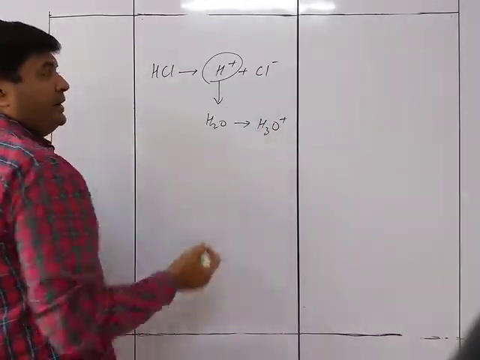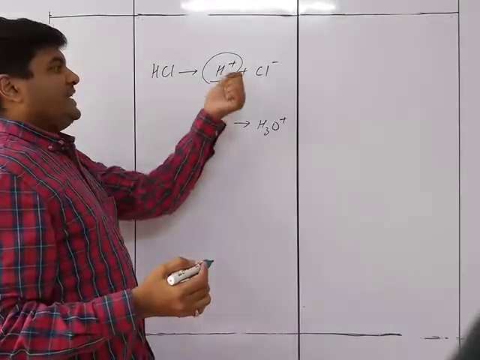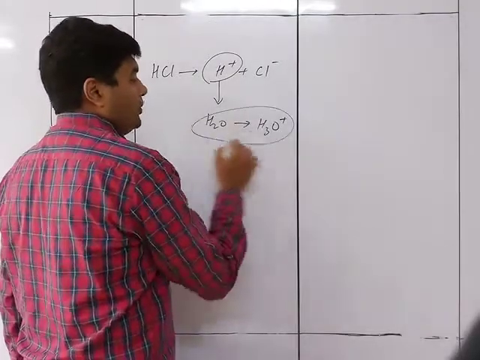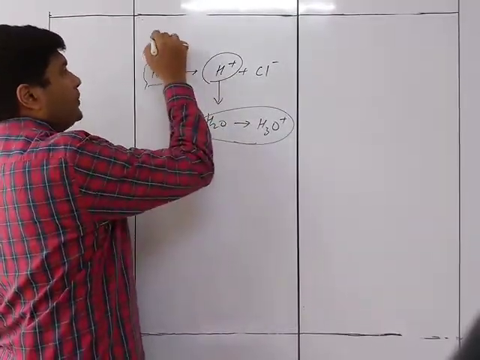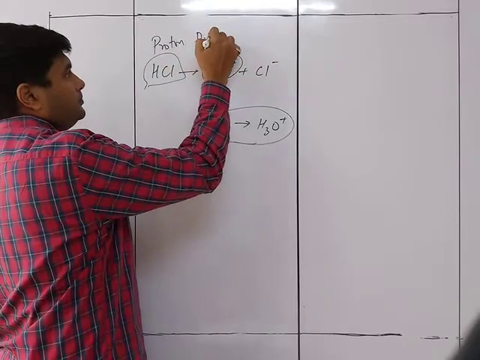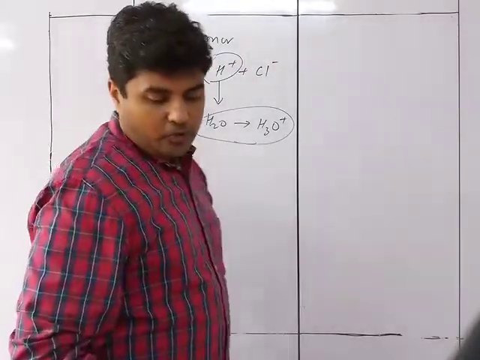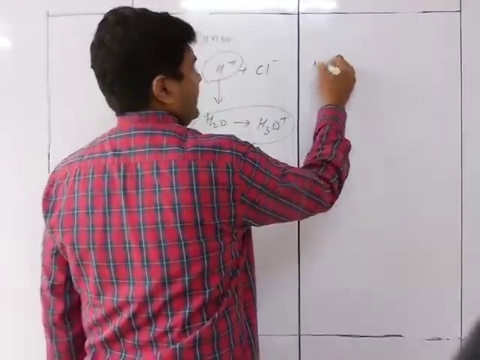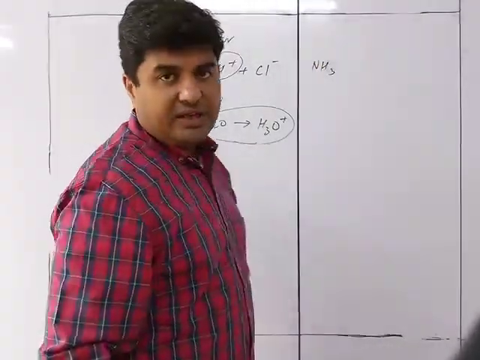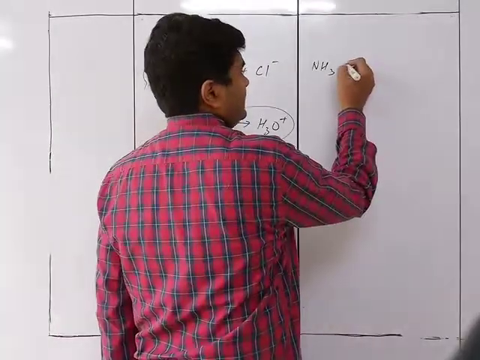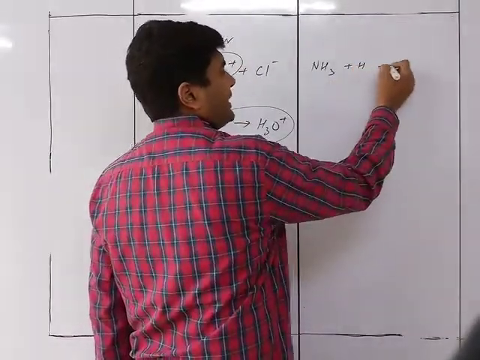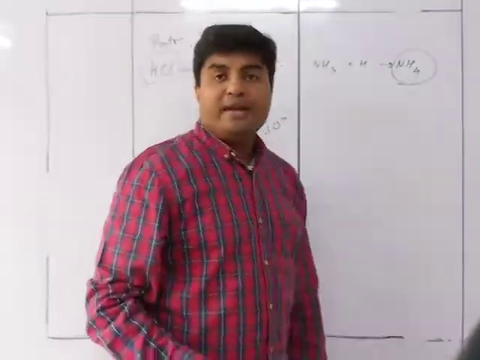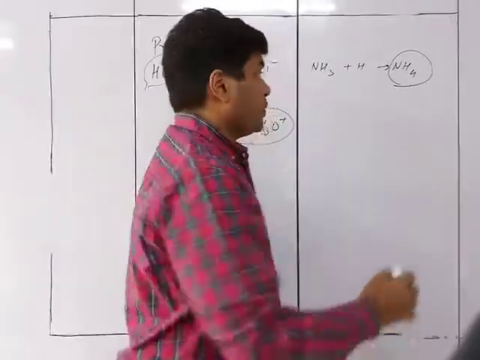So here what has happened? The HCl has donated its H plus proton. That's why it is called the proton donor. So this HCl is a proton donor. Okay. So a proton donor is an acid, whereas in the case of NH3, when H plus is added, it becomes NH4 plus, to give you a base. Ammonium is a base, hence it is a proton acceptor.